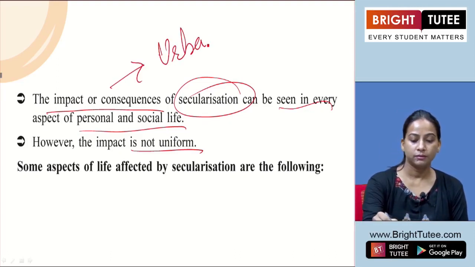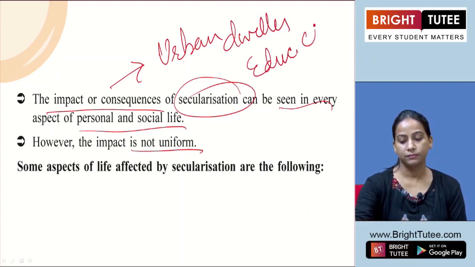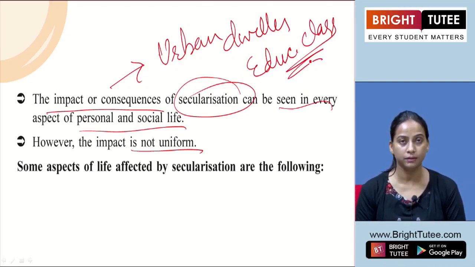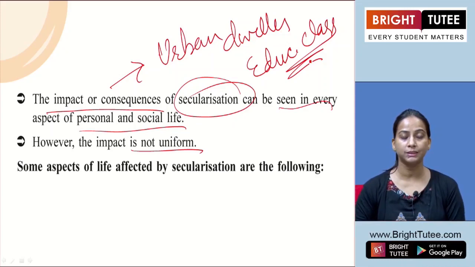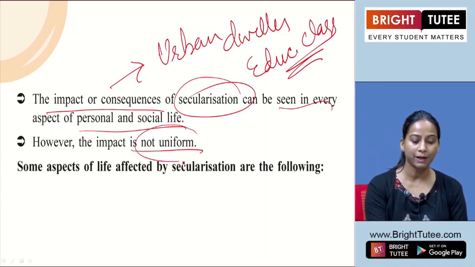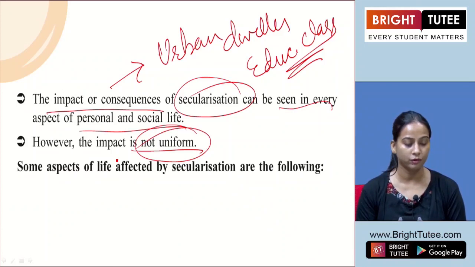Here we can say that urban dwellers or the educated class are more affected as compared to other people, because those who are living in urban centers, cities and towns are more exposed to these changes. So we can say that the impact is not uniform. The changes we are bringing in society are not uniform everywhere, but mainly the people living in urban centers are getting much affected by these changes.